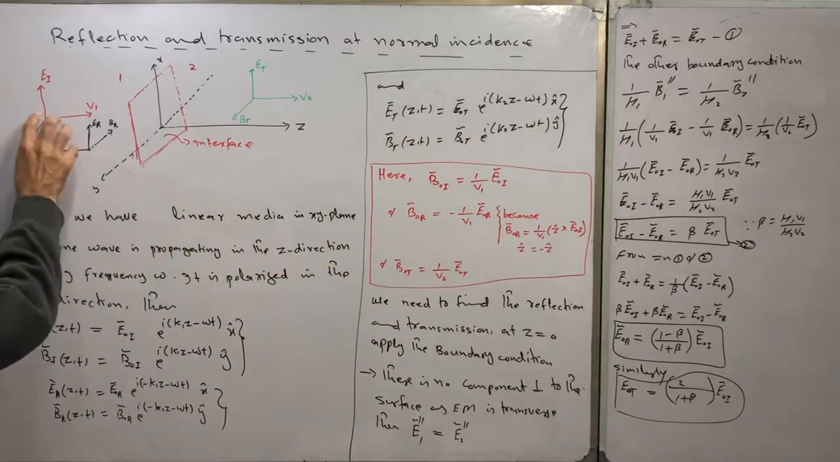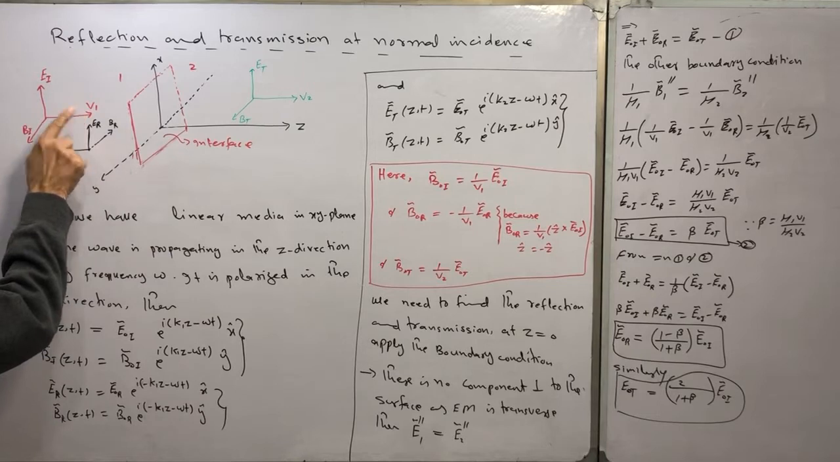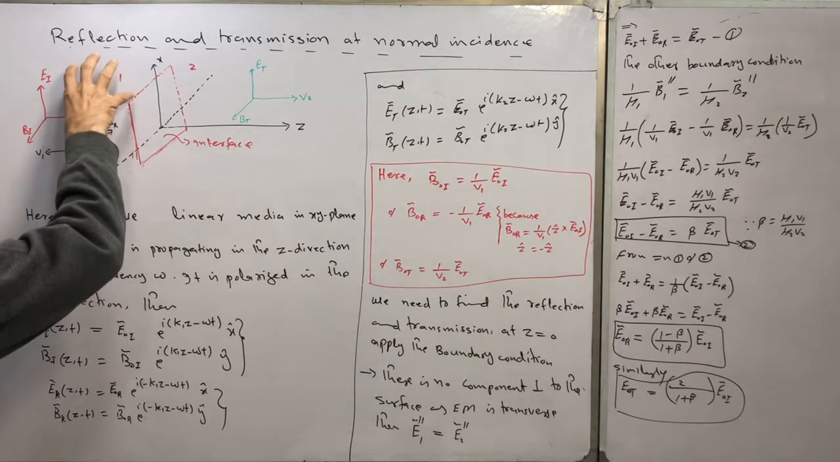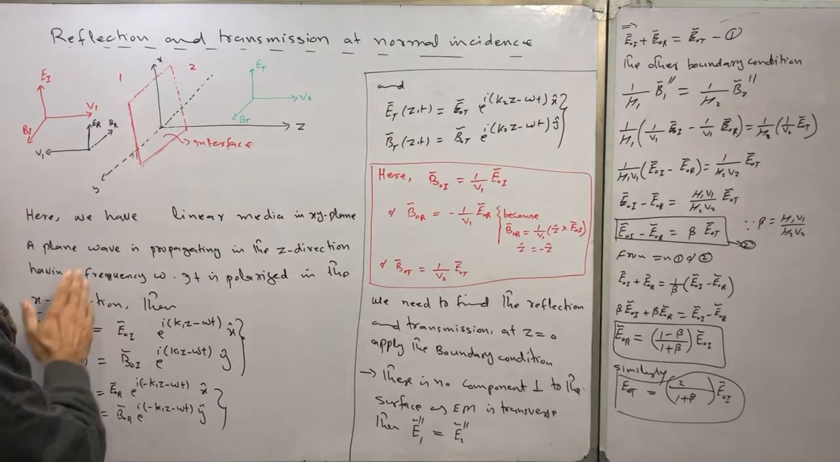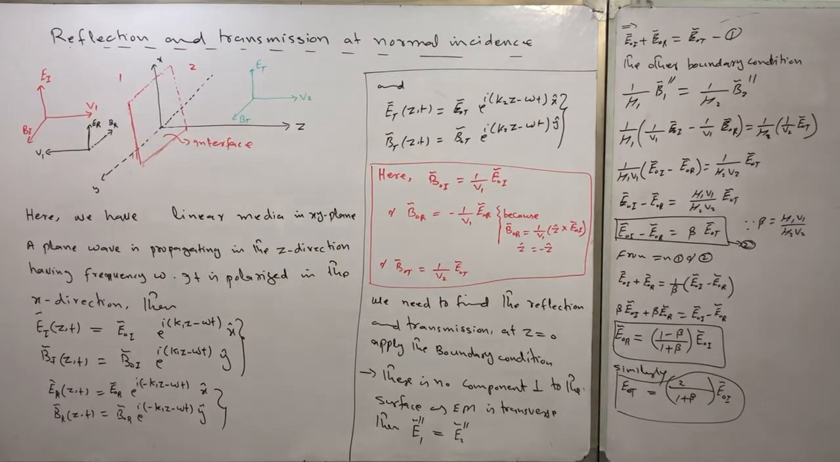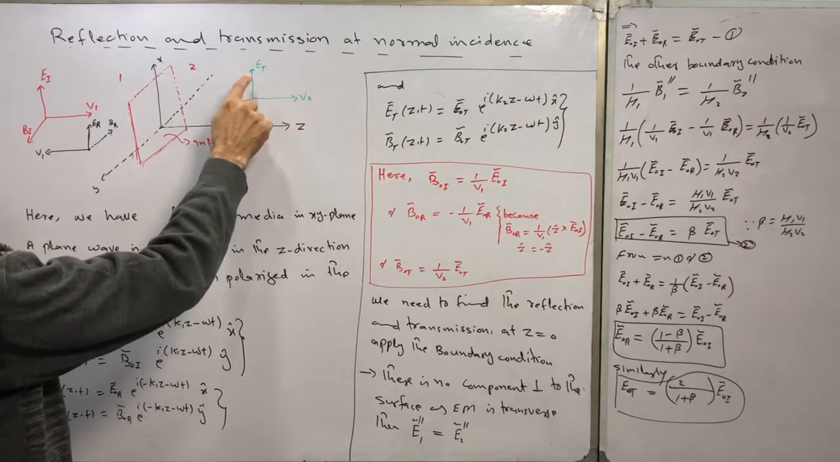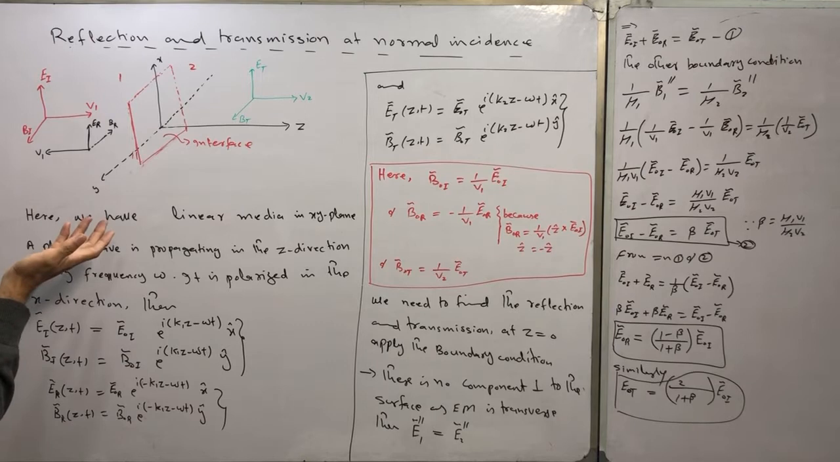So here the incident wave is propagating along this direction with velocity v1. This is Ei, Bi, the incident electric field and incident magnetic field in medium 1. Then some part of this field may be transmitted and some may be reflected. The transmitted part has some velocity v2 in medium 2, and this is Et and Bt. This is the reflected wave with velocity v1 in medium 1, where Er is the electric field and this is the magnetic field of the reflected wave.